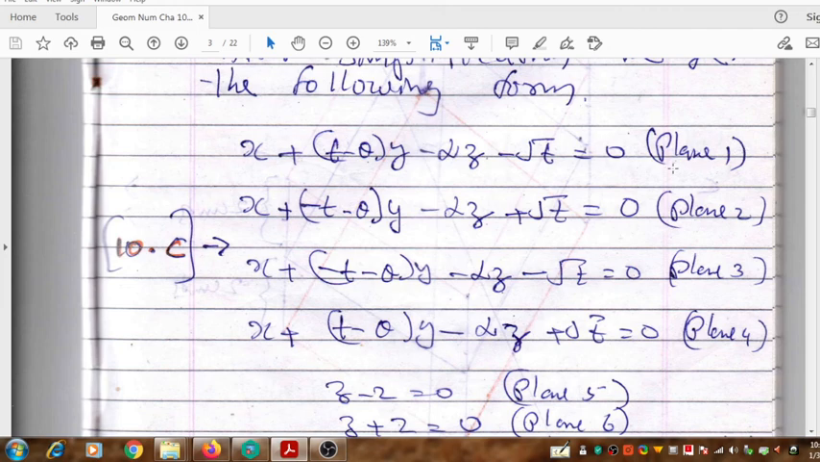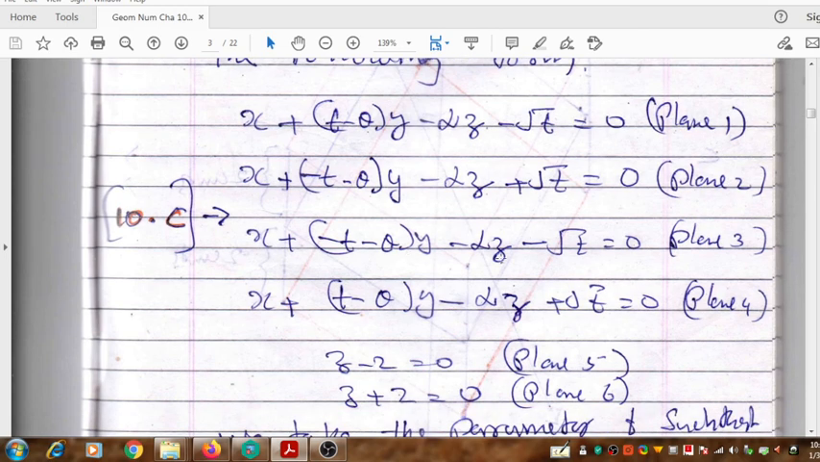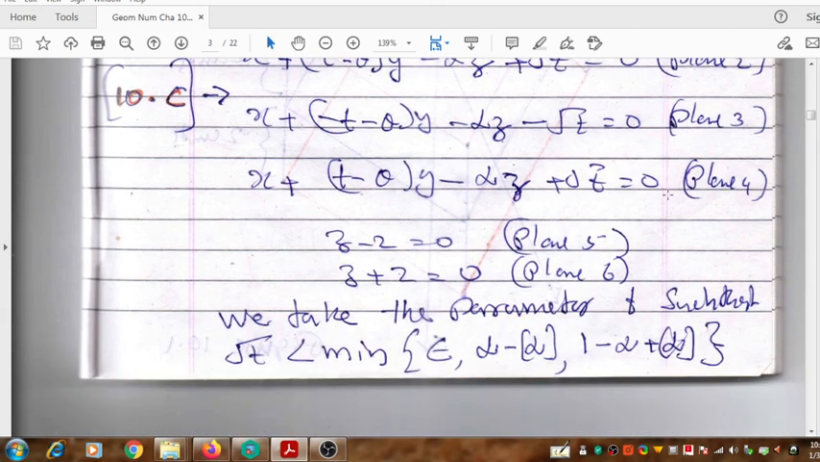Okay, and here we have the planes. This equation represents plane 1, and the second equation represents plane 2. The third equation represents plane 3, and the fourth equation represents plane 4. And the other two planes, which can be called the base and the top of the prism, can be represented by the two equations z minus 2 equal to 0 and z plus 2 equal to 0. We can take the parameter t.